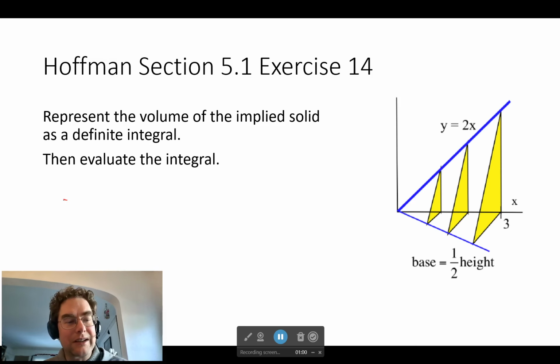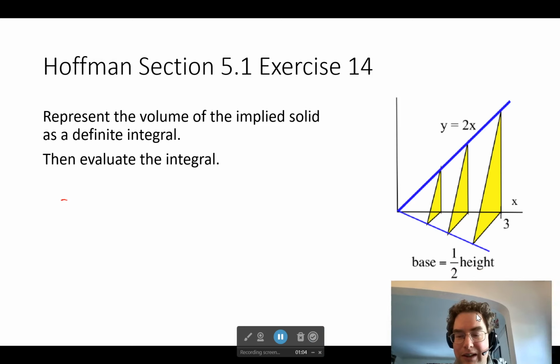Let's see, what color did I leave myself here? Yeah, red. Okay, we'll go with red. I'll put myself over here.